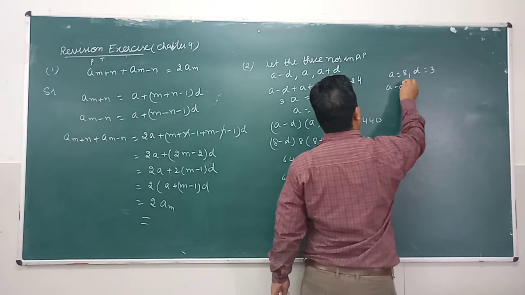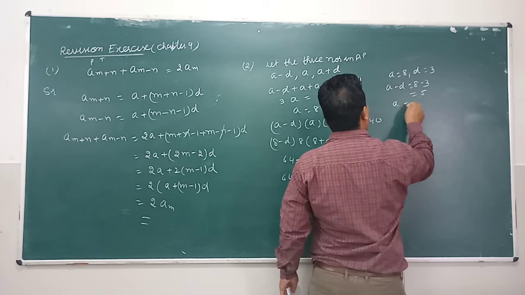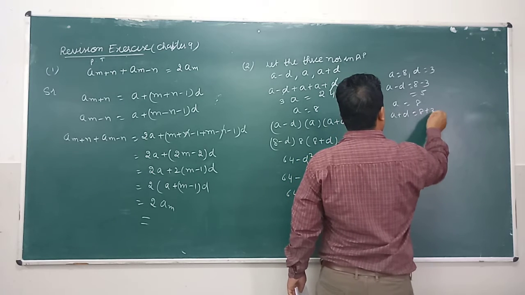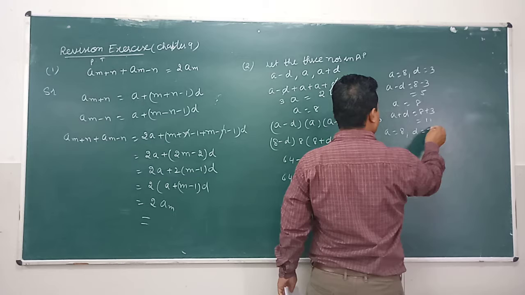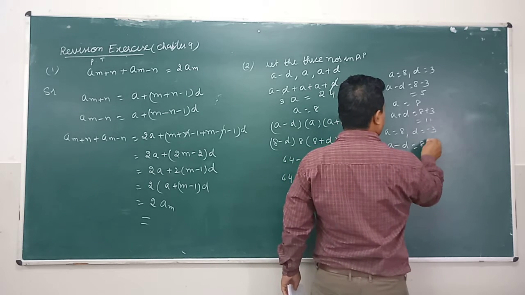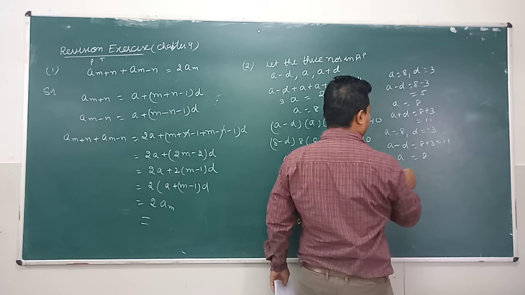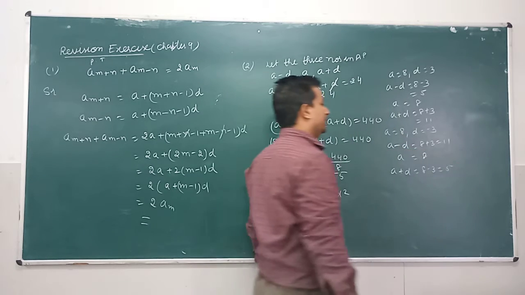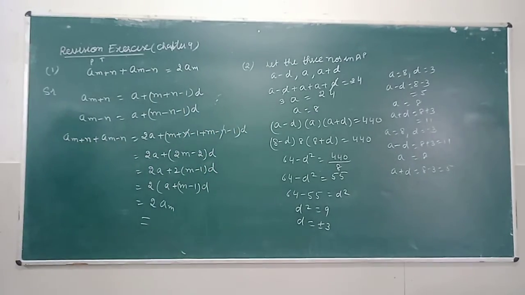The first number is 8 minus 3, which is 5. The second number is 8. Third number is 8 plus 3, 11. When we take d as minus 3, the first number is a minus d, so this is 11. The second number is 8. Third number is 8 minus 3, 5. So 11, 8 and 5 are the three numbers of the AP.